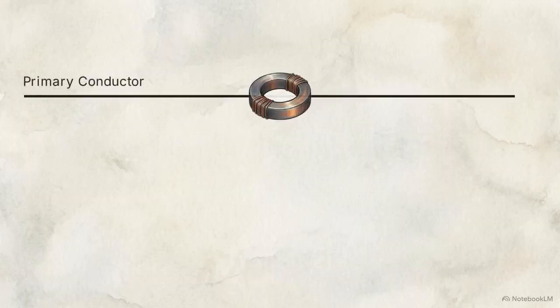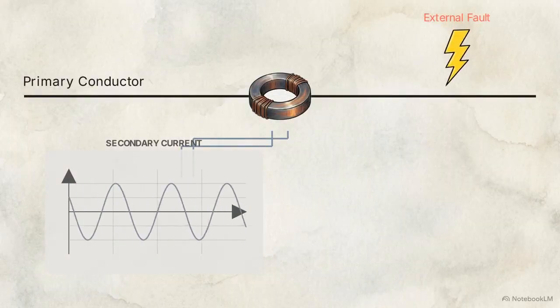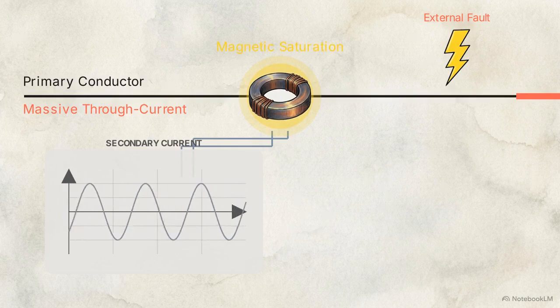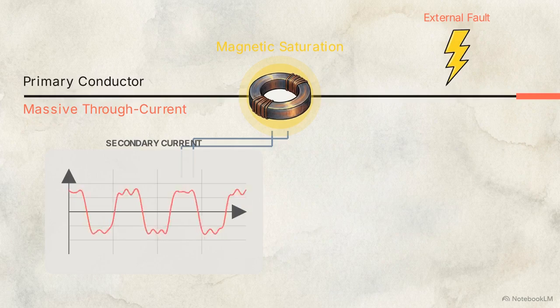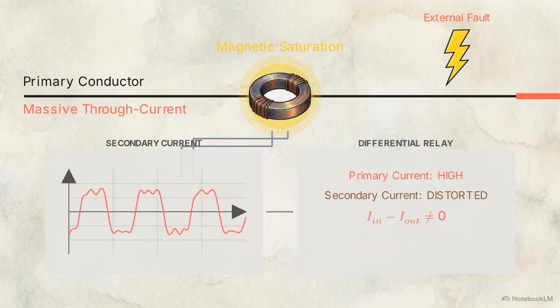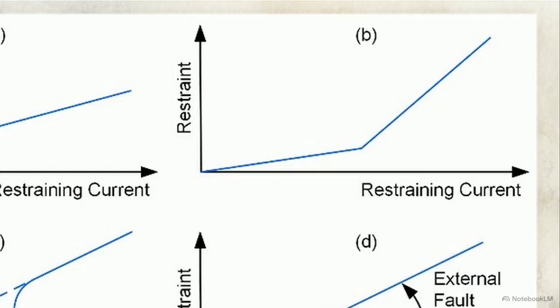This logic is tested by massive external through faults, pulling immense current entirely through the windings. These spikes force current transformers into magnetic saturation. A saturated CT cannot accurately output primary current, sending a distorted waveform that registers as a false differential. To manage this, modern relays deploy a slope 2 characteristic.